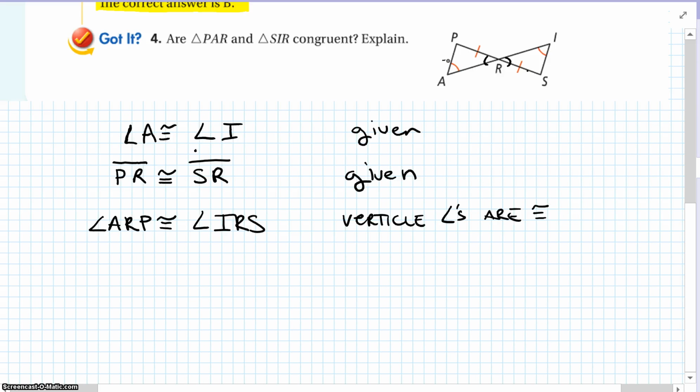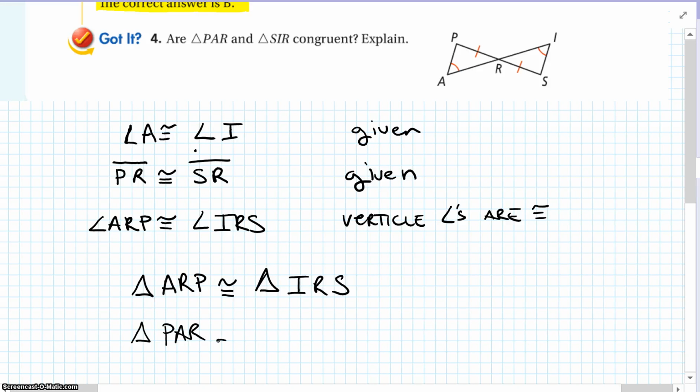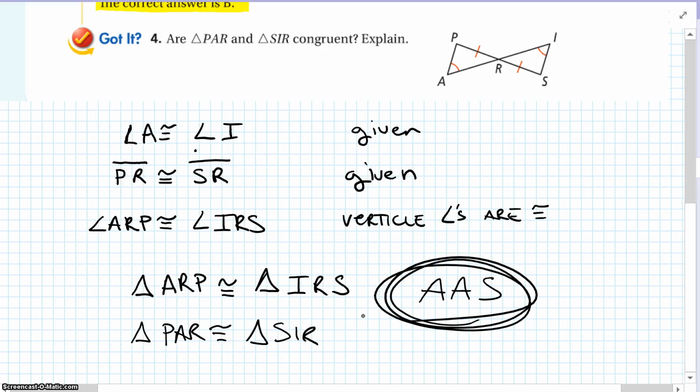So I have enough information for angle, angle, side. So I can say with confidence triangle ARP is congruent to triangle IRS, which I could rewrite as triangle PAR is congruent to triangle SIR by angle, angle, side. Okay?